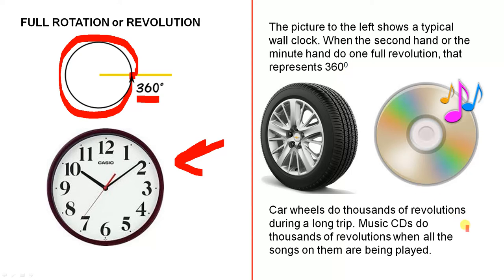Car wheels do thousands of revolutions during a long trip. Music CDs do thousands of revolutions when all the songs on them are being played.